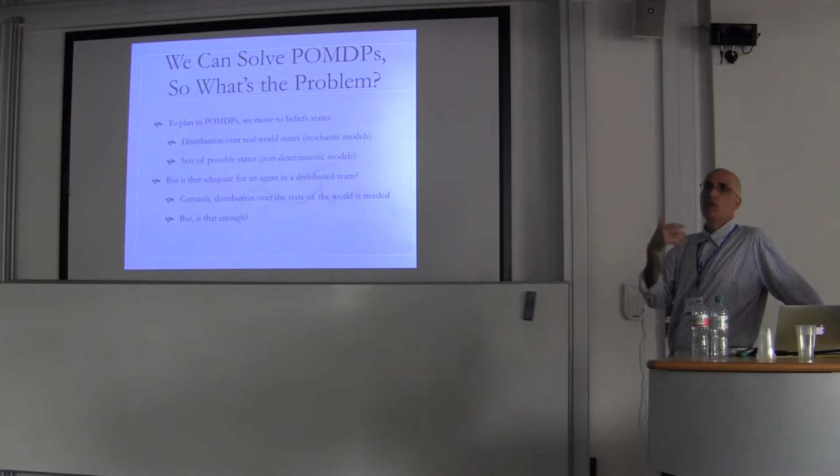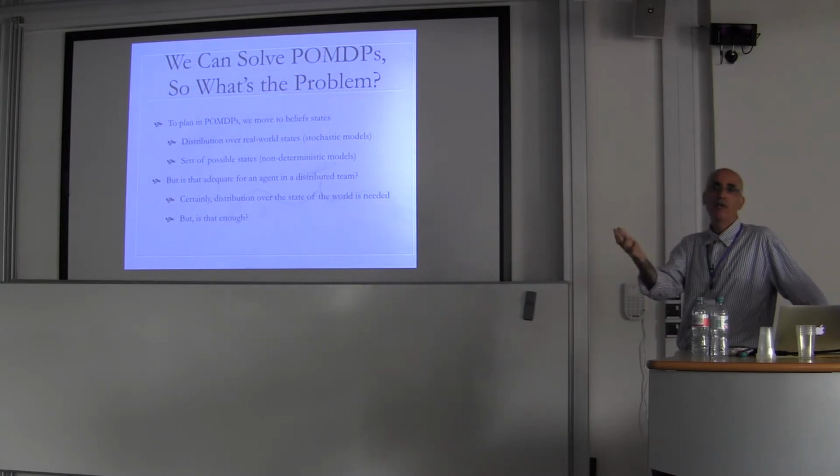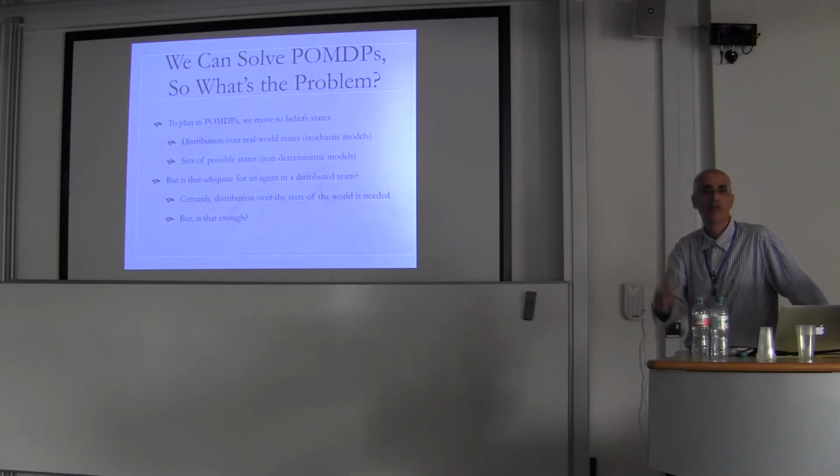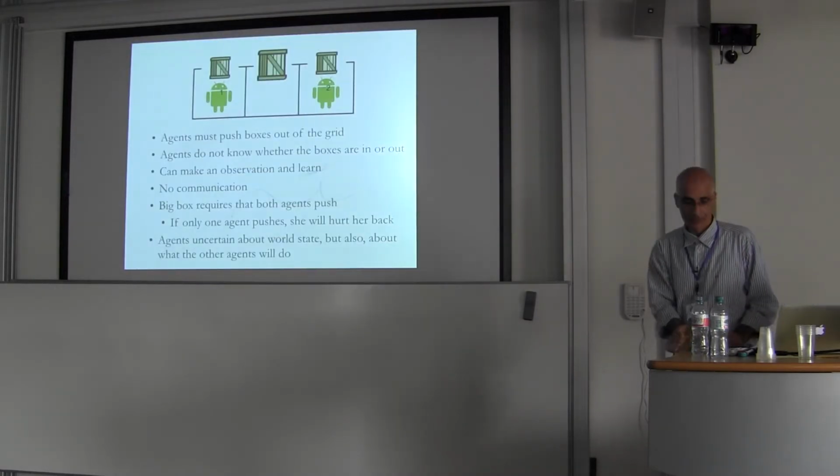So if we take the POMDP perspective, we say, okay, each agent will maintain a belief state over the states of the world, and we'll give them a policy that basically tells us what to do as a function of its belief state. That's the question, is that enough? Let's look at this simple example.